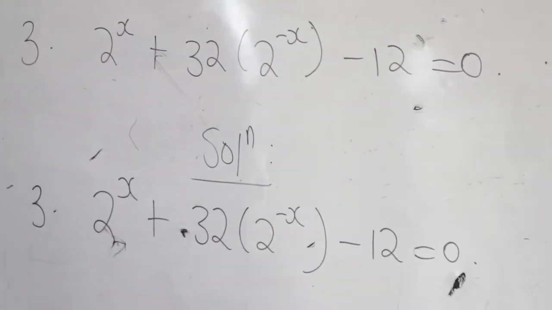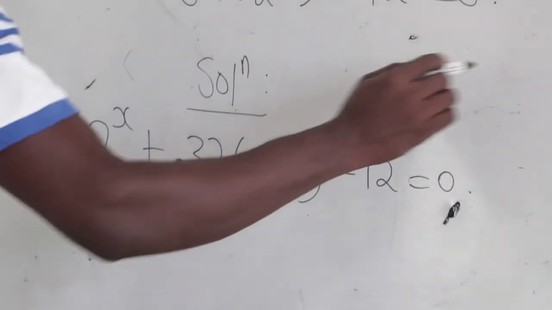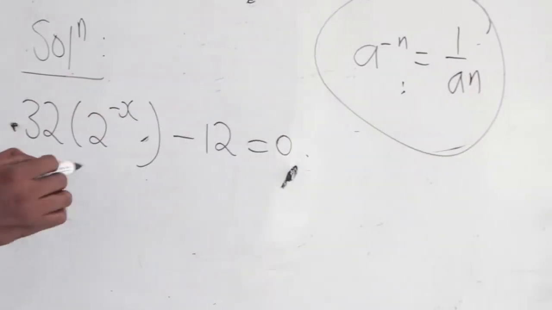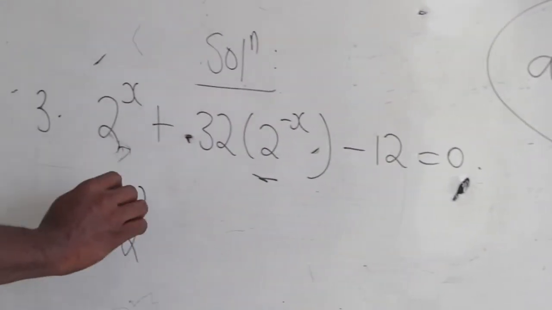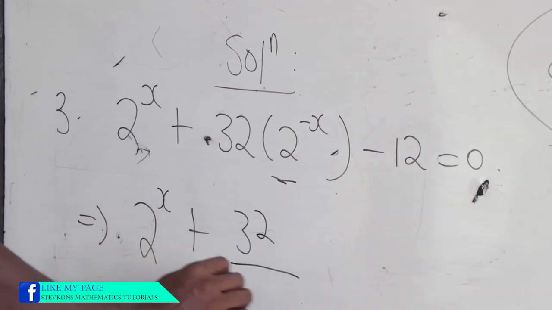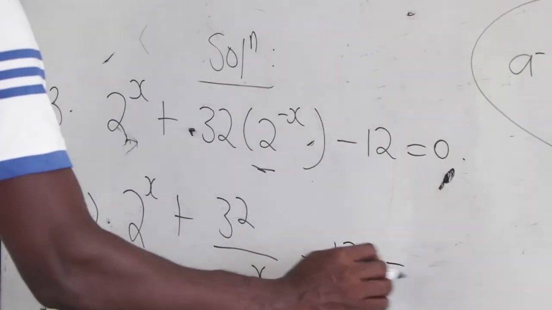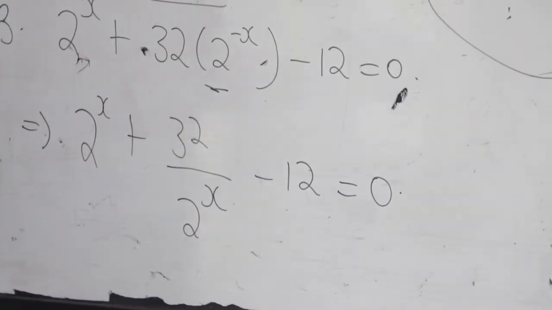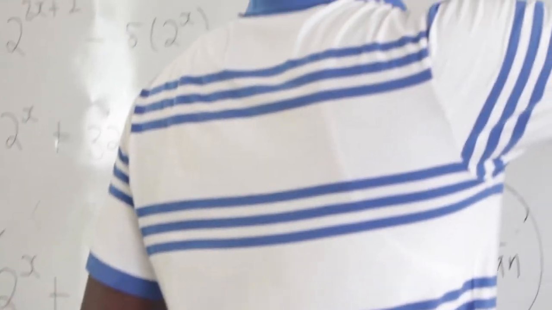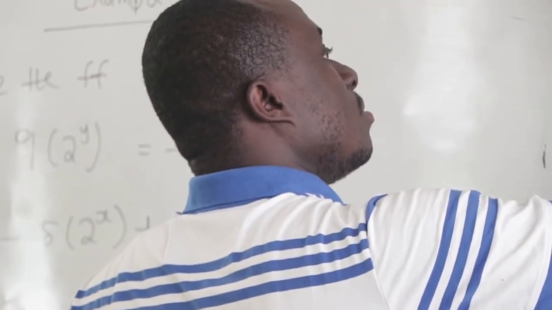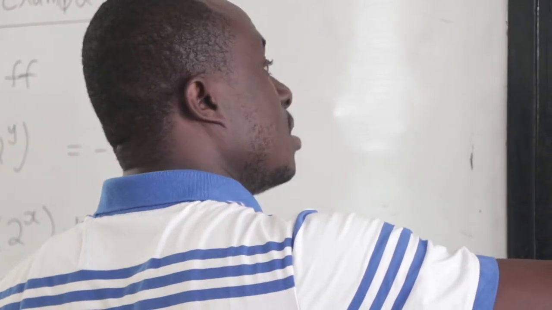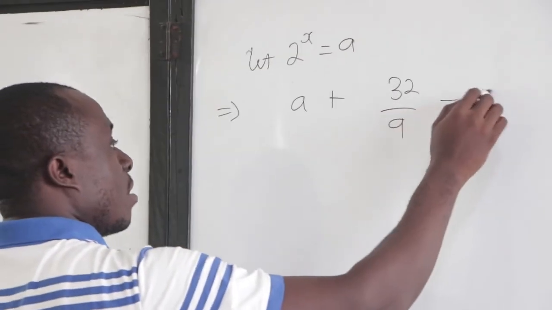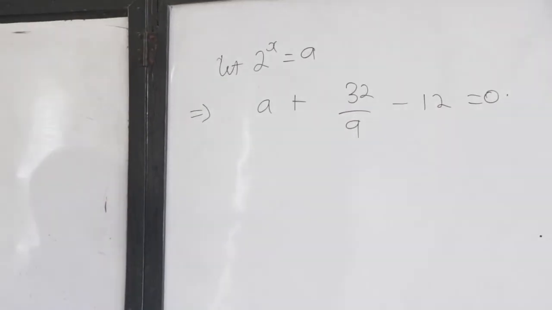We can see 2 to the power negative x here. We know that a to the power negative n is the same as 1 over a^n. So let's apply this over here. So this implies we have (2^x + 32) all over (2^x - 12) equal to 0. We have 2 to the power x, 2 to the power x. We can say that let 2 to the power x be a variable. We can choose a. So you can say let 2^x be equal to a. This implies that (a + 32) over (a - 12) equal to 0.